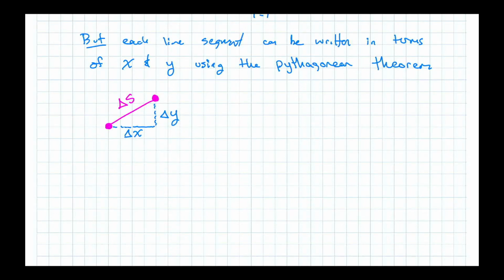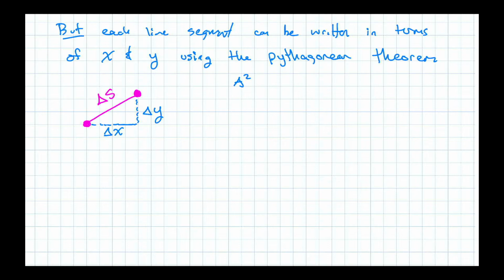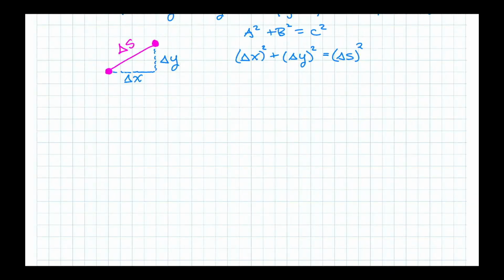So each line segment can be written in terms of x and y using the Pythagorean theorem. Of course, you know the Pythagorean theorem: a squared plus b squared equals c squared. For us, that's going to look like delta x squared plus delta y squared equals delta s squared. And that's getting somewhere, because then we can rewrite our arc length in terms of x and y. So arc length, which is approximately equal to the sum of the delta si's from 1 to n, is now going to be the sum from 1 to n of, oh, we didn't actually solve this.